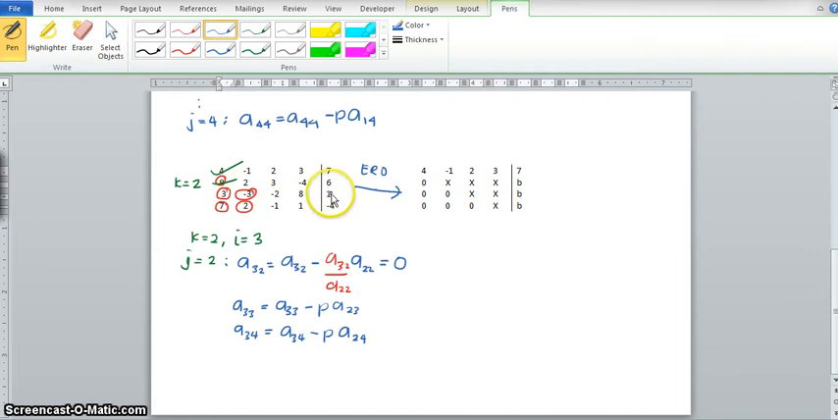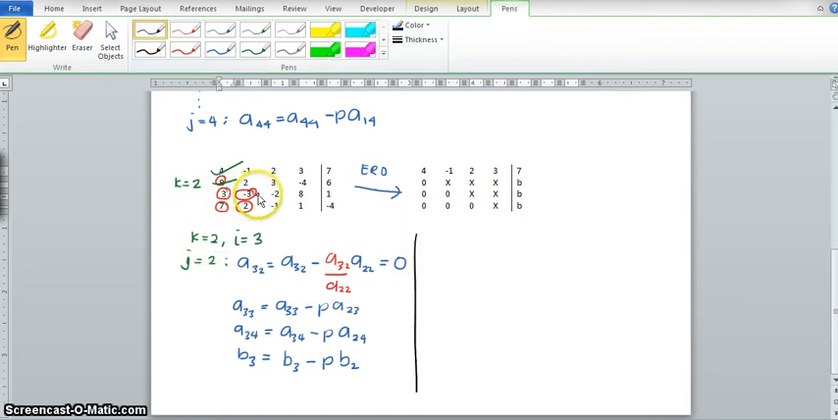Sama juga untuk matrix B. Untuk B, berapa ni? B3 is equals to the old B3 minus P times B2. We use the same P. Itu kalau kita ada untuk K2, I3.